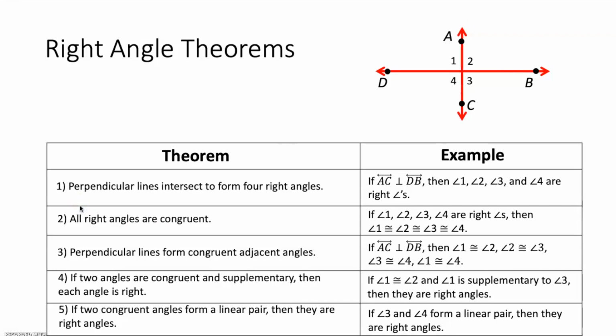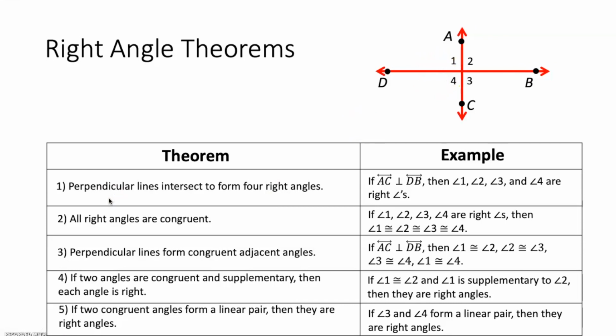The third right angle theorem says perpendicular lines form congruent adjacent angles. So here, line AC and line DB are perpendicular. Therefore, angle 1 and angle 2 are congruent and adjacent because both of them are right angles. Both of their measures are 90 degrees. Therefore, they are congruent and they're adjacent because they share the side. Same thing with angle 2 and angle 3. They are adjacent because they share the side, and they're congruent because they're both right angles. Same thing with angles 3 and 4. Same thing with angles 4 and 1.